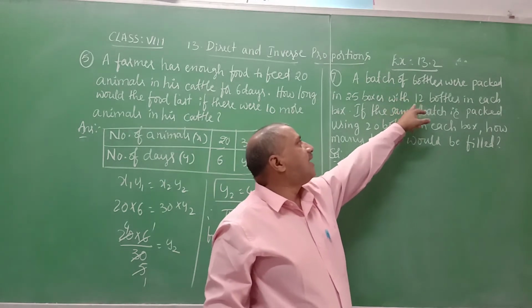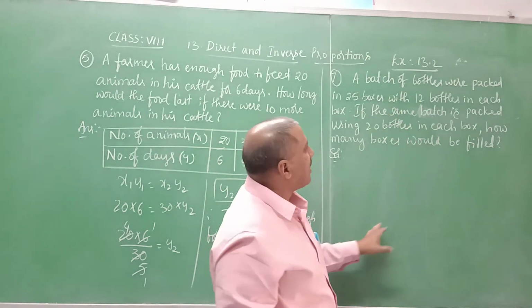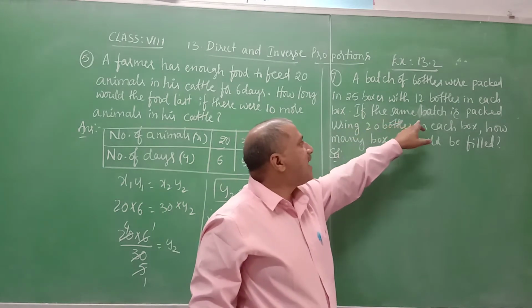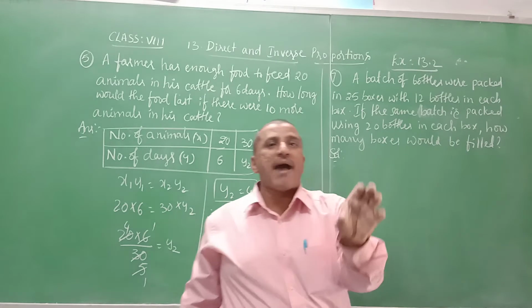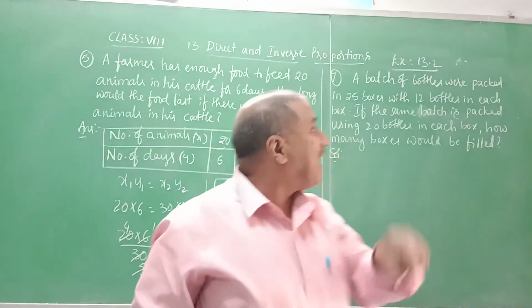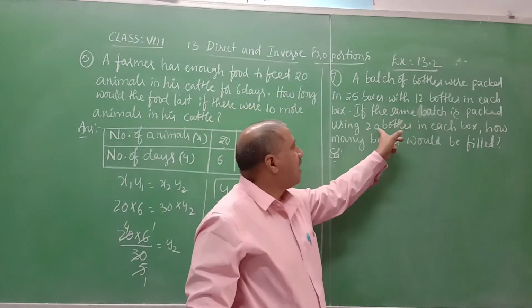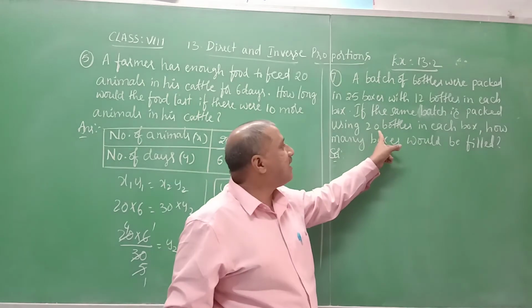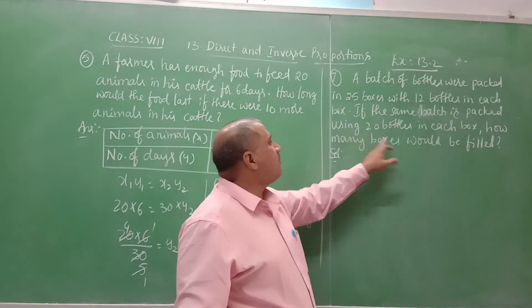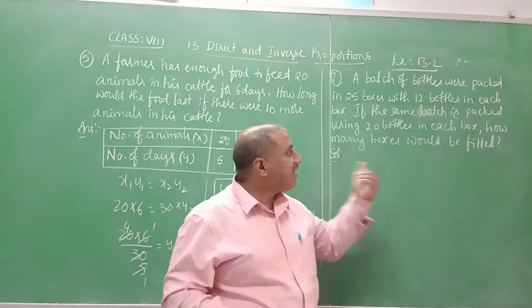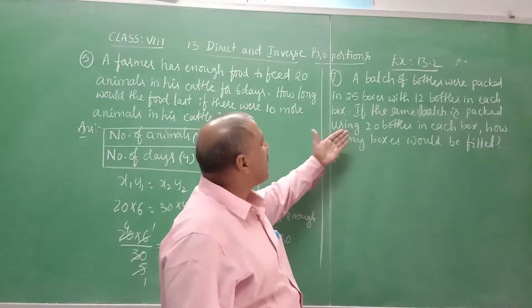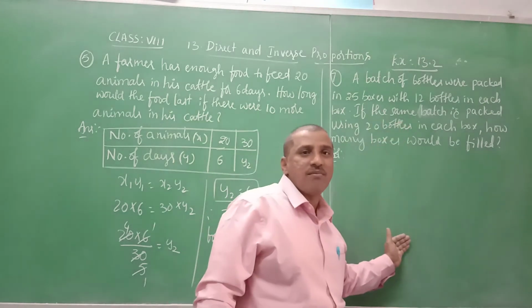There are 25 boxes, with each box having 12 bottles. If the same batch is packed with 20 bottles in each box instead of 12, here the bottles are increased in each box. How many boxes would be filled? So how many boxes can we fill? Will it be more than 25 boxes or less than 25 boxes?